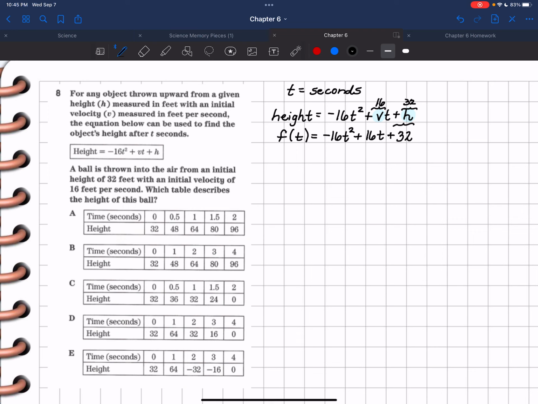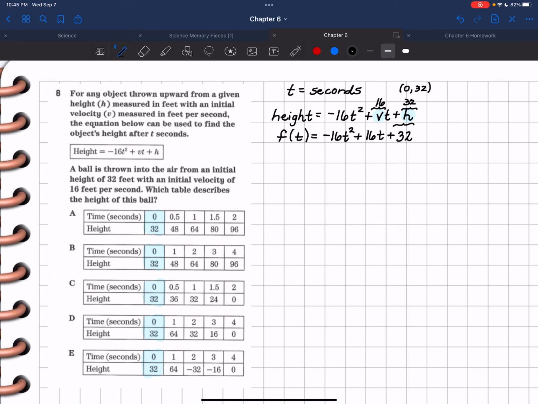All right, so we have 5 different tables where we are going to have to look for the correct one. Now, the first thing I would do is check for that y-intercept, and it's (0, 32). But unfortunately, this time, they all have a (0, 32). So I can't just rely on my y-intercept to tell me which table is appropriate, because that particular point is in all of them. So I'm going to test the height at 1 second.